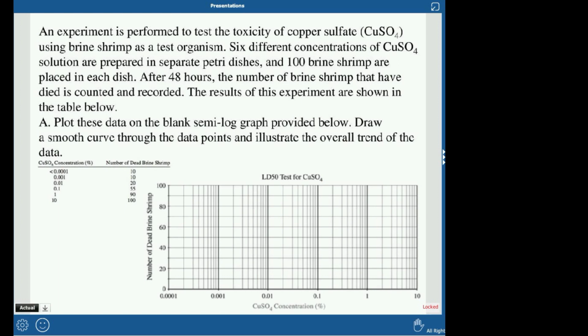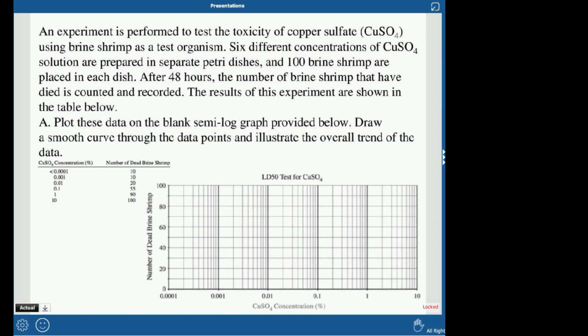So in this experiment, we're testing the toxicity of copper sulfate, and we're using brine shrimp to do that. We're going to put the solution in Petri dishes, and we'll put 100 brine shrimp in each dish. After 48 hours, the number of brine shrimp that have died are counted and recorded, and the results of this experiment are shown in the table below. Okay, so now they want us to draw a curve.